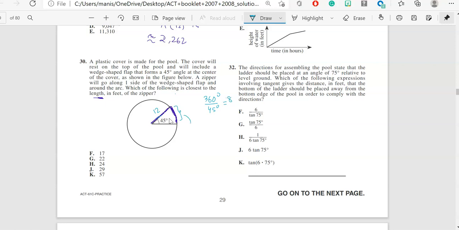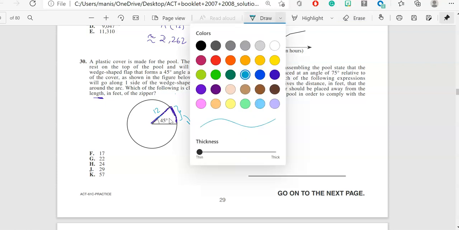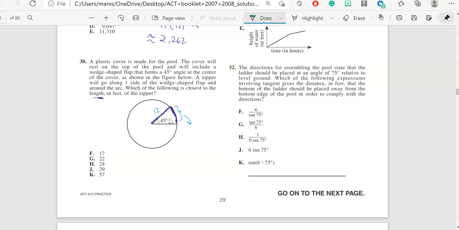This means this part is 1/8 of the whole circumference. Or, in simpler words, I think I did it the wrong way; I should have done it like this so it becomes easy. This part is 45 over 360 of the whole circle. When I do it, I end up with 1/8 of the circumference.